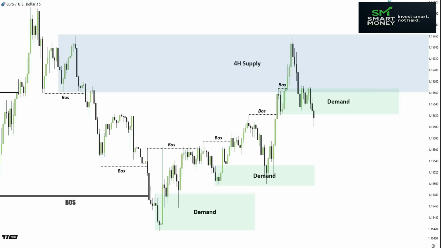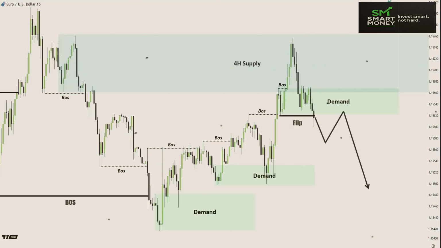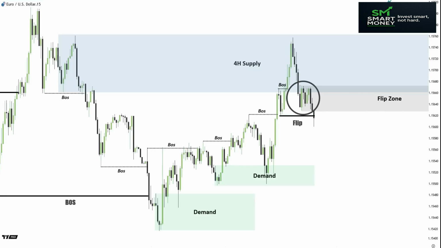Also, after tapping the higher time frame supply, price retraced downward and, after a small reaction, flipped the most recent demand by breaking and closing below it. At this point, price is expected to realign with the higher time frame direction, which is bearish. So now we have a valid flip zone on the 15-minute chart, represented by this up-close candle. With these confirmations in place, we can expect the price to return to the flip zone before continuing its move toward the sell-side liquidity.